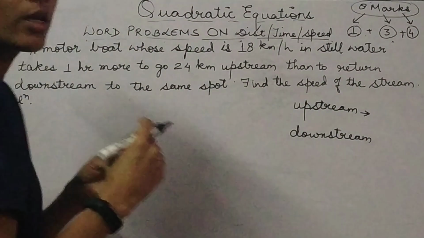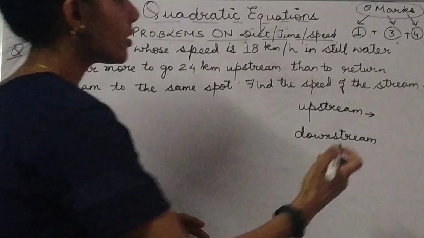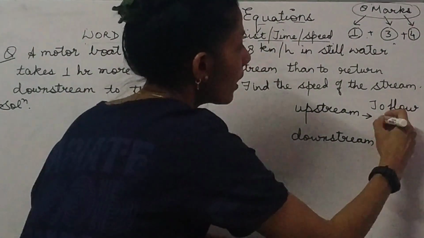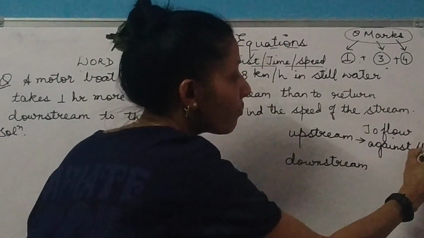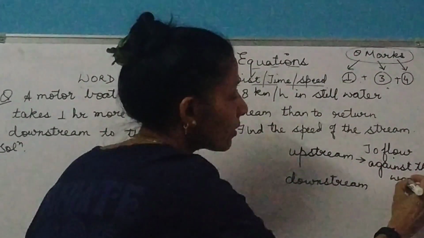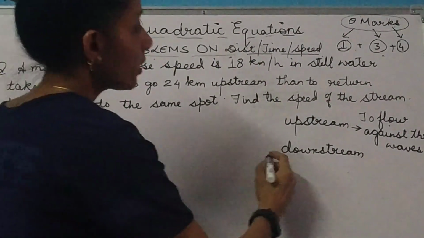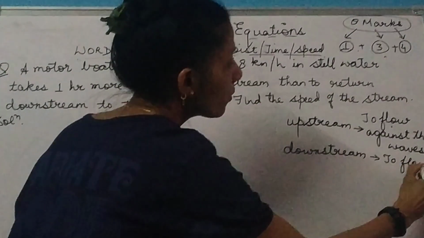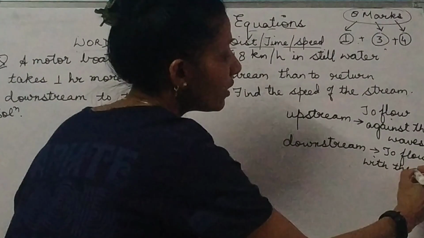Upstream means to flow against the stream, that means against the wave, opposite to the wave direction. Downstream means to flow with the stream or with the wave.